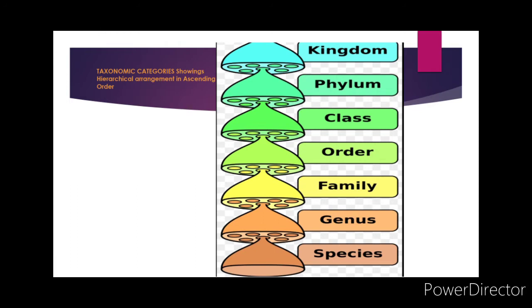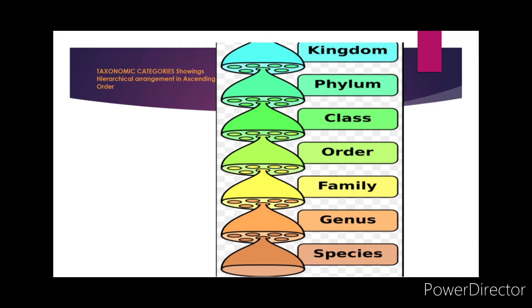After species, one or more similar species are grouped into a genus, one or more similar genera form a family, more families form an order, similar orders form a class, similar classes form a phylum, and one or more similar phyla form a kingdom. In plants, in place of phylum, we use the term division. Division is used in place of phylum in the case of plants. And a few biologists assign similar kingdoms to the same domain. In that condition, domain will be the highest category.